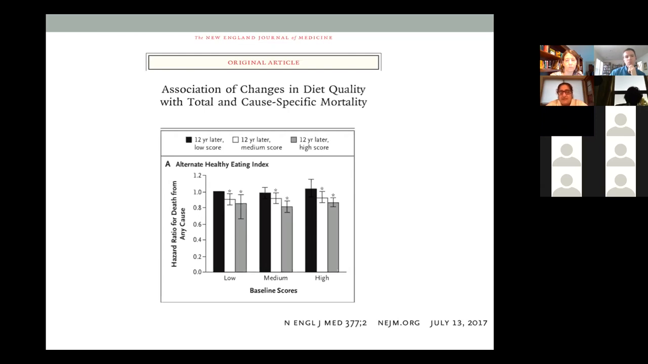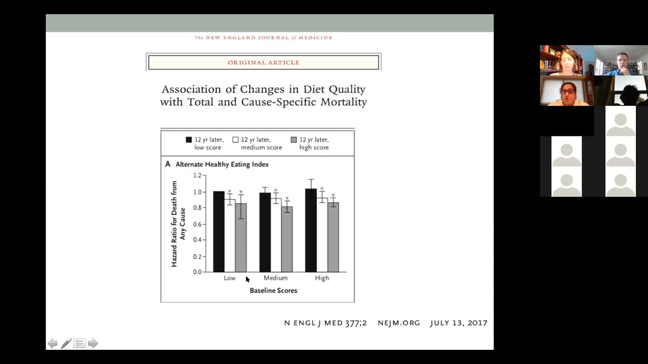Basically, patients who were enrolled filled out dietary questionnaires at regular intervals. And based on how good their diet was, they were given scores. There were three different scores that were looked at. This particular slide was on an index called the Alternate Healthy Eating Index. In this index, the higher the score, the better the person's eating habits were. So what this shows you is that they looked at the baseline score.